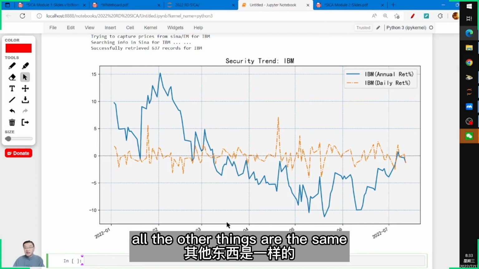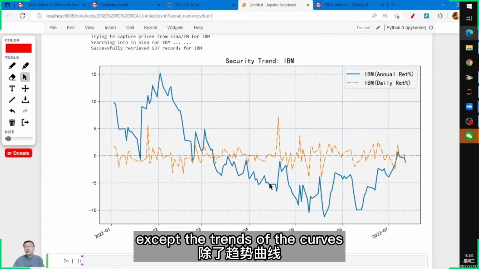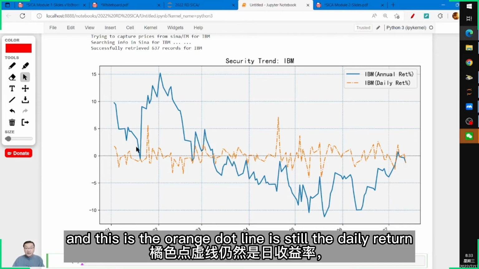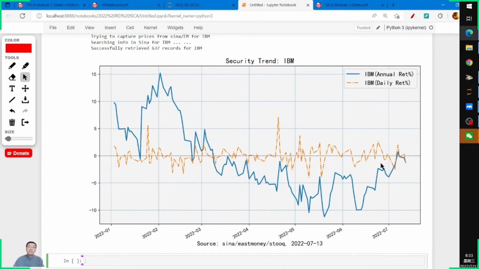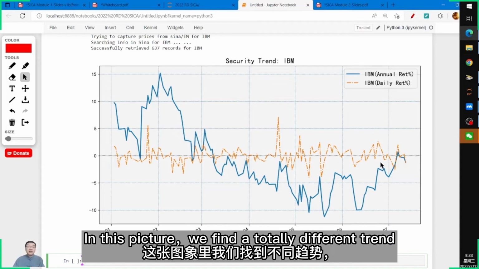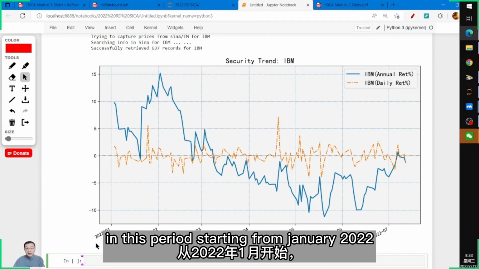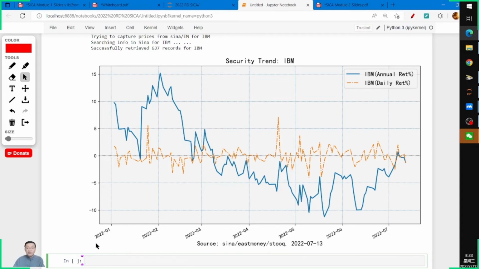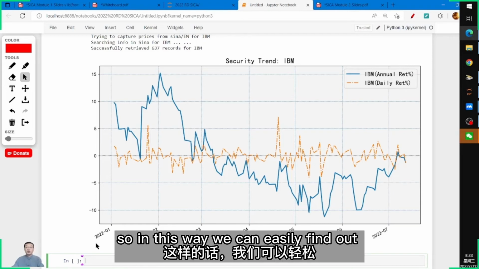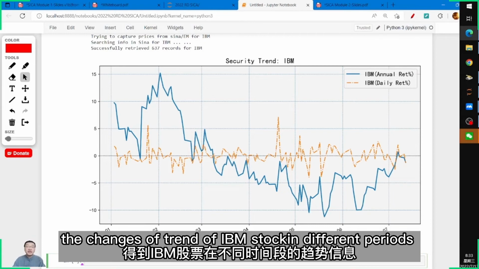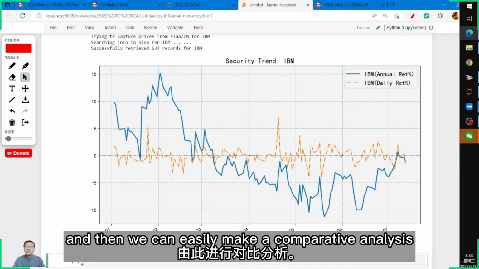All the other things are the same except the trends or the curves. The orange dotted line is still the daily return, and the blue solid line is the annual return. In this picture, we find a totally different trend in this period, starting from January 2022, compared to the situation in 2019. So in this way, we can easily find out the changes of trend of IBM stock in different periods, and then we can easily make a comparative analysis.